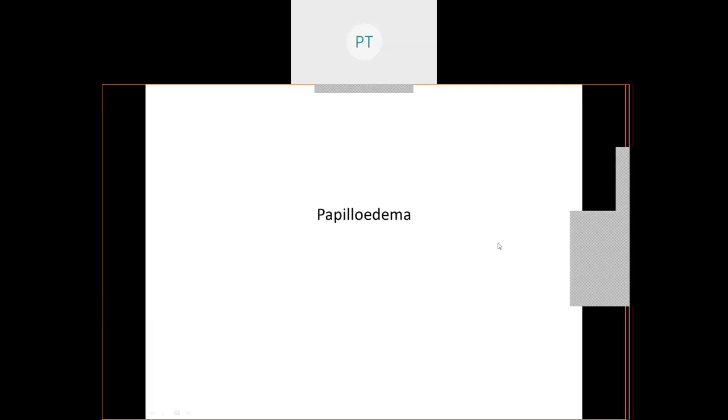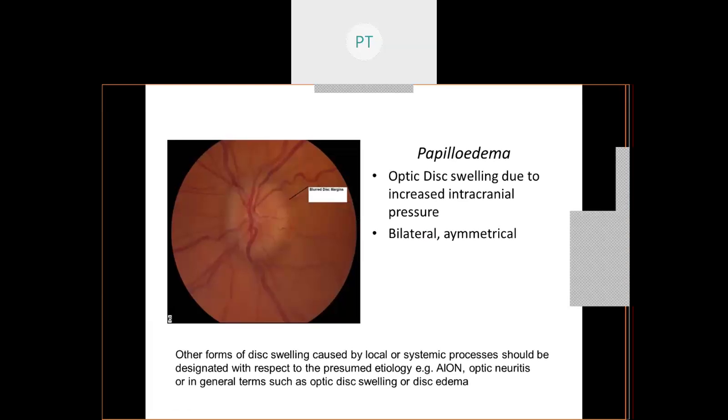Today we will go to a new topic in neuro-ophthalmology, papilledema. Okay, so what is papilledema? It is defined as optic disc swelling when there is an increase in the intracranial pressure, and it is usually bilateral, although it can be asymmetrical.